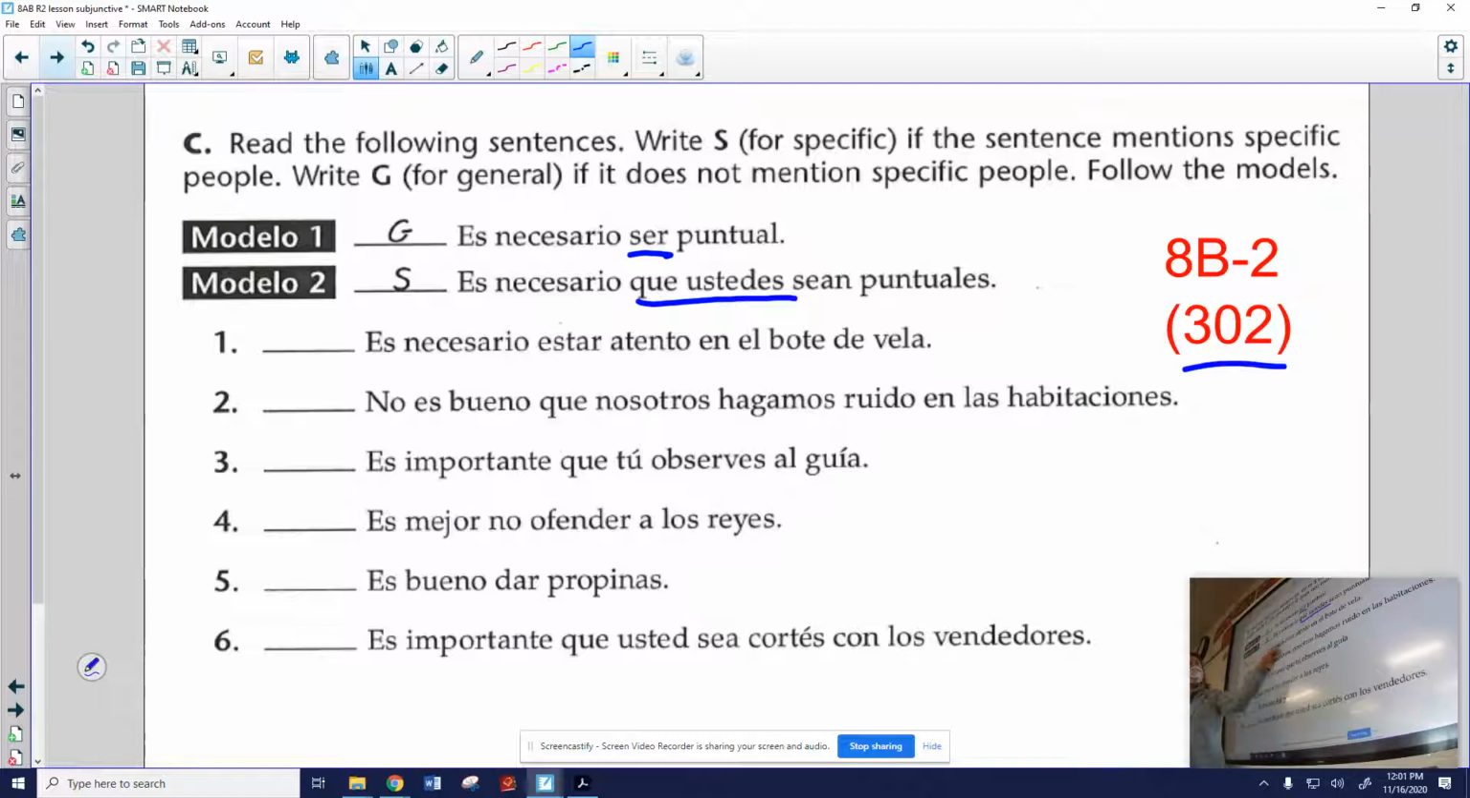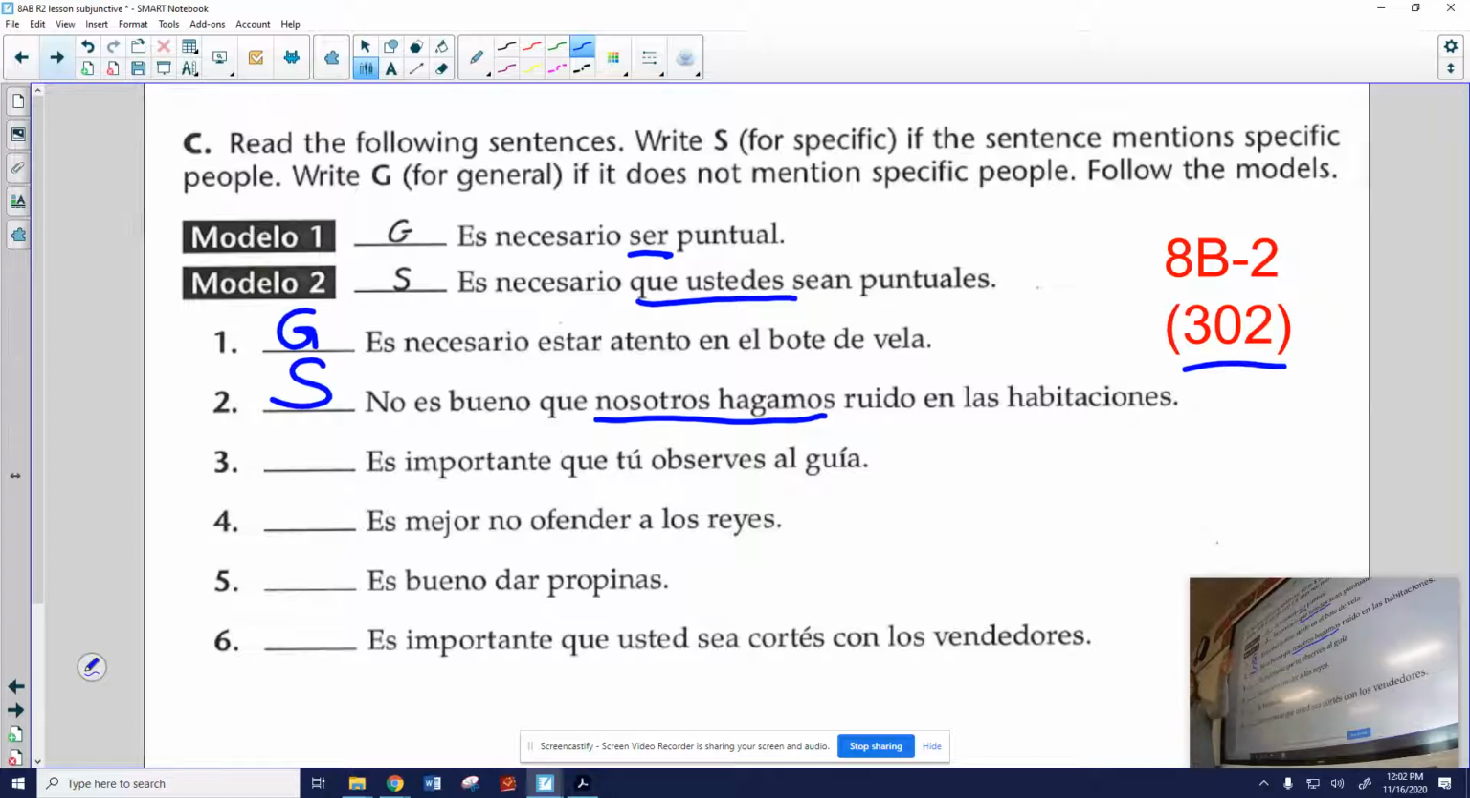Es necesario estar atento en el bote de vela. It's necessary to be attentive on a sailboat. Well, this is just general advice. There's not a specific person listed that needs to follow it. Número 2. No es bueno que nosotros hagamos ruido en las habitaciones. It's not good that we make noise in the rooms. This is specific advice given to us. So I'll write an S.